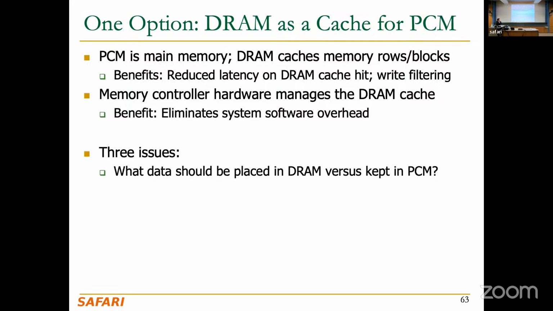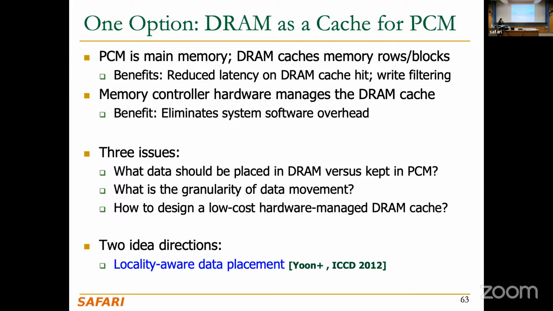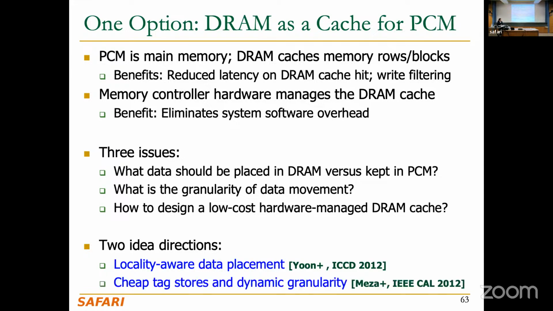And there are three issues here. We need to think about what data should be placed in the DRAM versus kept in PCM. Also, what is the granularity of the data movement? Because sometimes when you move very large data, it can cause a lot of overhead inside the memory system. And how to design a low-cost hardware-managed DRAM cache. There are two directions that can address these issues. One is locality-aware data placement, and another is cheap tag stores and dynamic granularity. We will talk about these papers later.